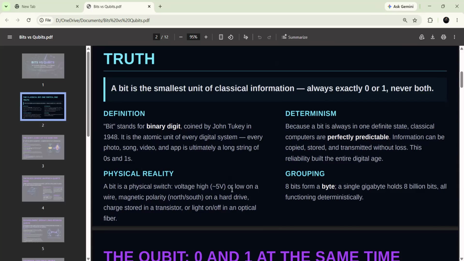And if you see bits and bytes, one byte is equal to 8 bits. Those 8 bits form one byte, so 2 bytes means 16 bits. For every byte, it stores 8 bits. And a single gigabyte holds 8 billion bits. So they function deterministically. So this is the thing.